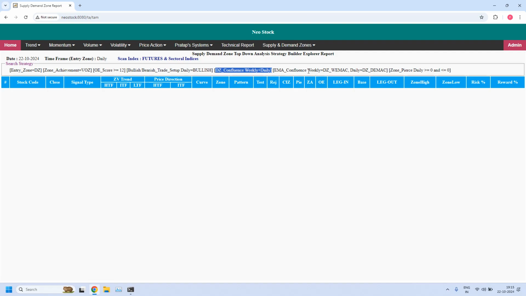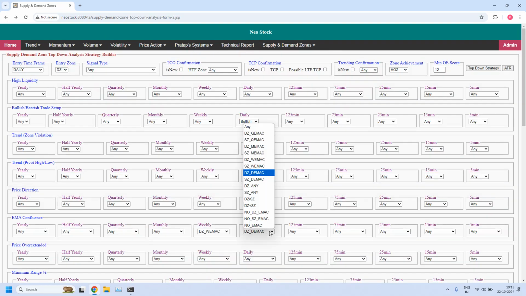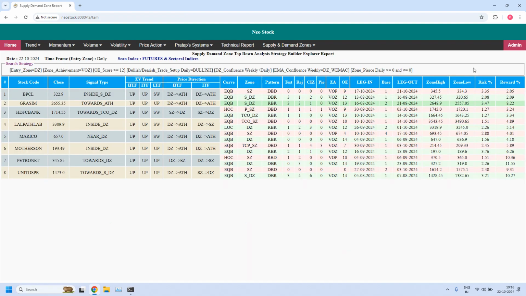And in the EMA confluence, weekly demand zone with weekly EMA confluence. And also daily demand zone with daily. Sorry, I made a mistake. I set both the filters. I am removing this daily filter. We need to check only weekly demand zone with weekly EMA confluence. See, sometimes if you make a mistake, see, now we got 8 stocks. Earlier I made a mistake.